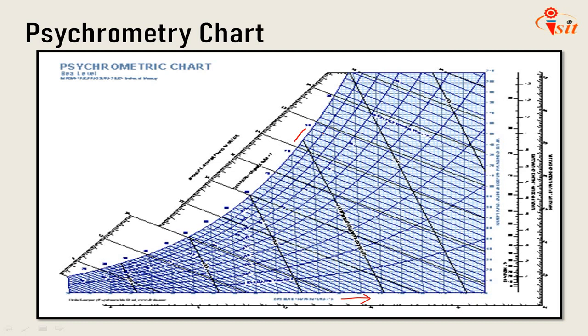The points A, B, C also represent the wet bulb and dew point temperatures, because dry bulb, wet bulb and dew point temperatures are the same when air is fully saturated. So at this saturation line, dry bulb, wet bulb and dew point temperatures are the same. Okay, now we'll see the lines.